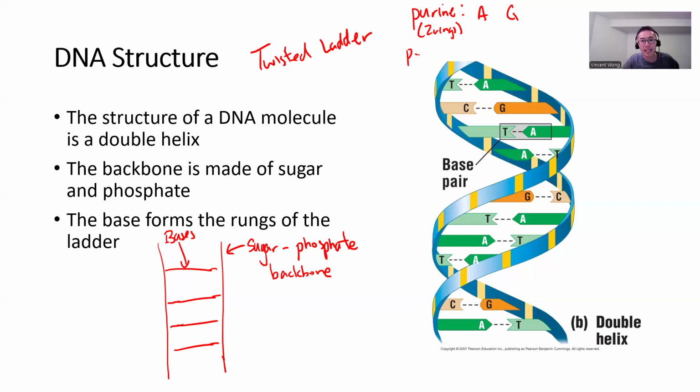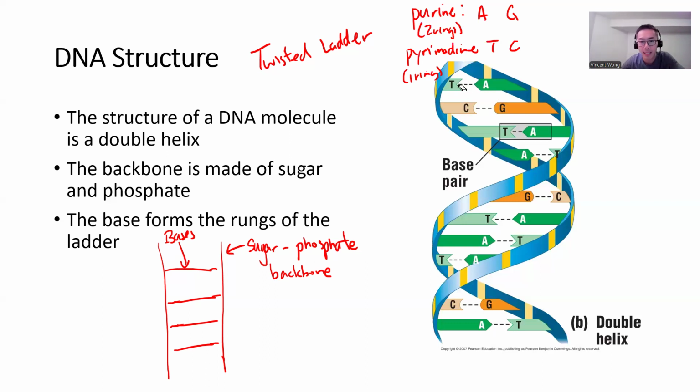Okay, now pyrimidine, that's 1 ring, which is everything else. So like T and C, right? T and C. I mean U as well, but then there's no U in DNA. So listen, look at the pairing.